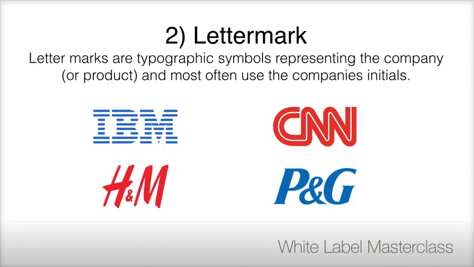The second type is called lettermark, and lettermarks are typographic symbols representing the company or product, and most often they use the company's initials. For example, here you have CNN, P&G, H&M, or IBM.